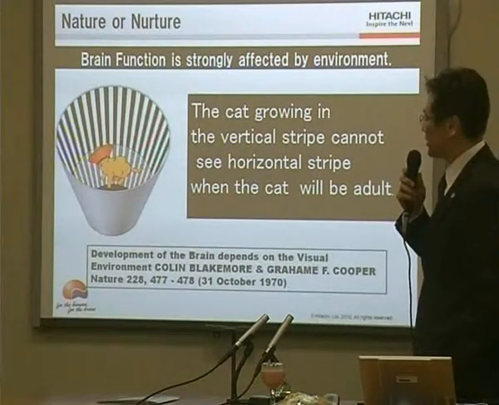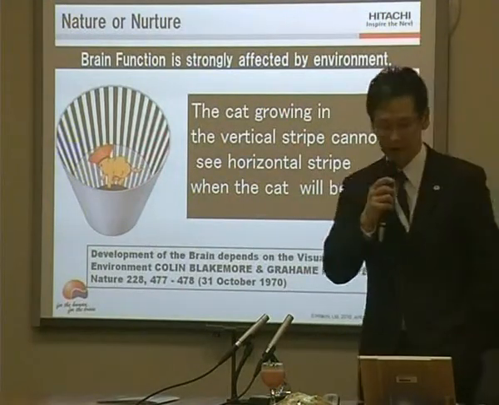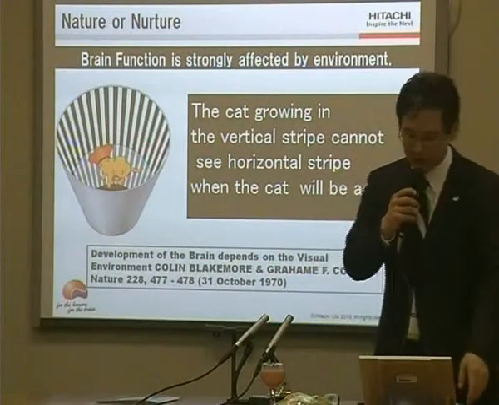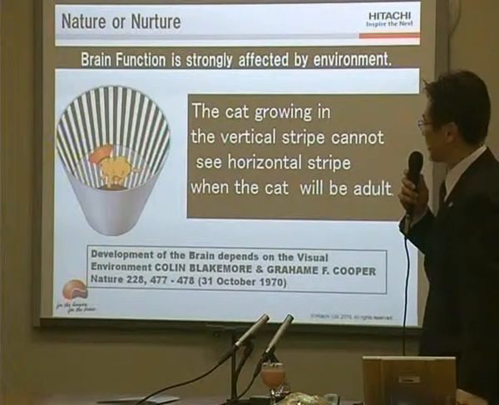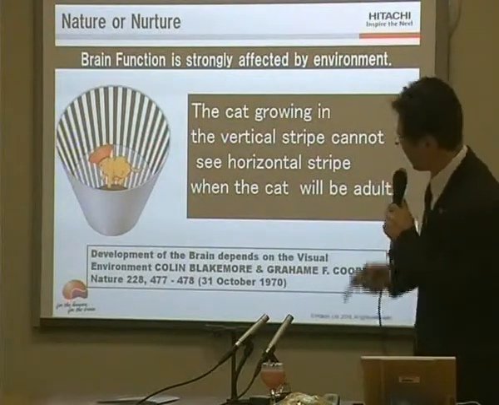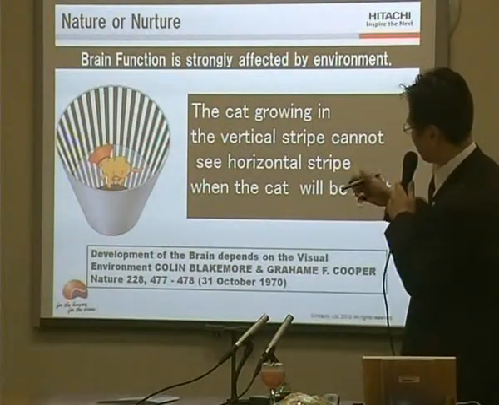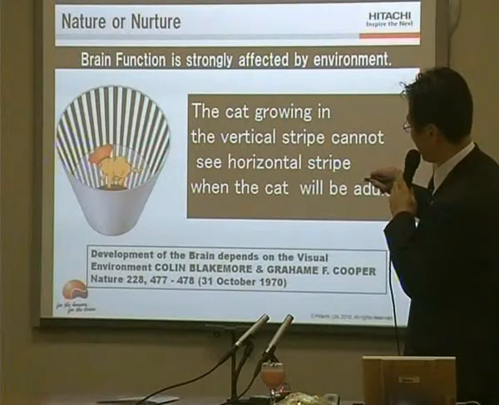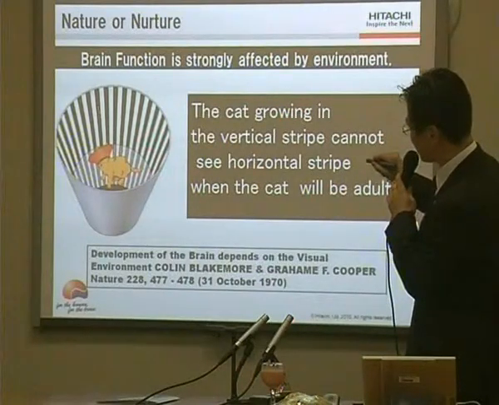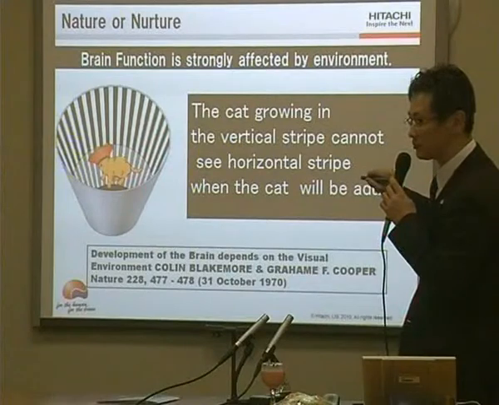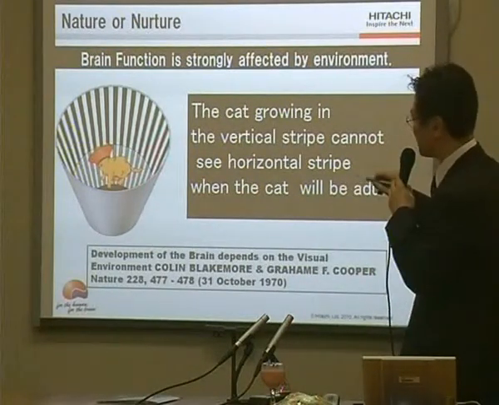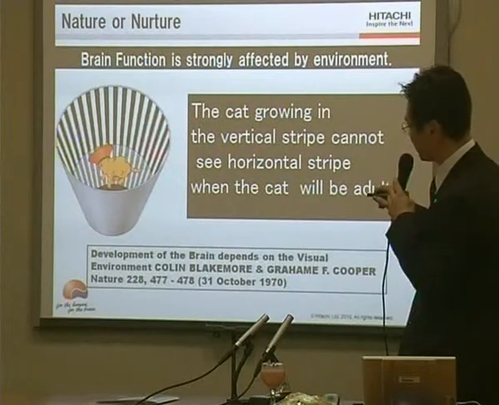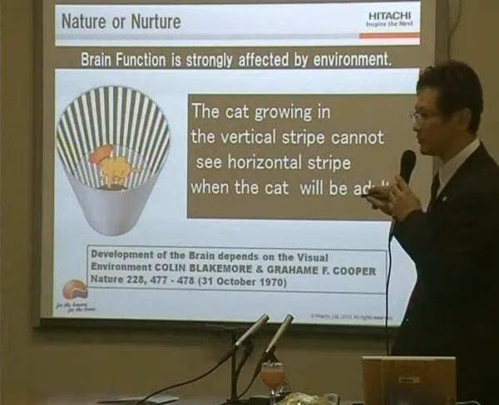And so the brain is influenced by the outside environment very much. This is one of the evidences. This cat, if the cat was raised in just vertical stripes, this cat cannot recognize horizontal stripes when the cat becomes an adult.